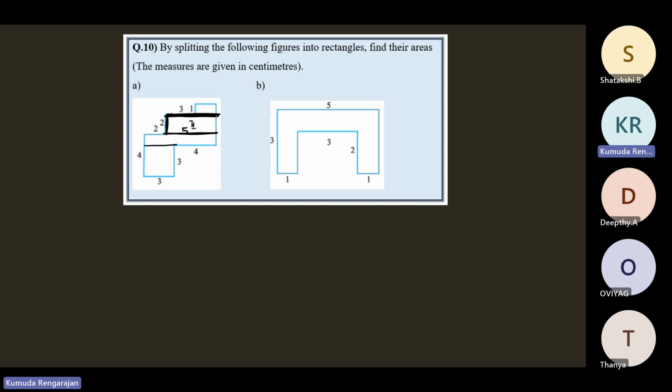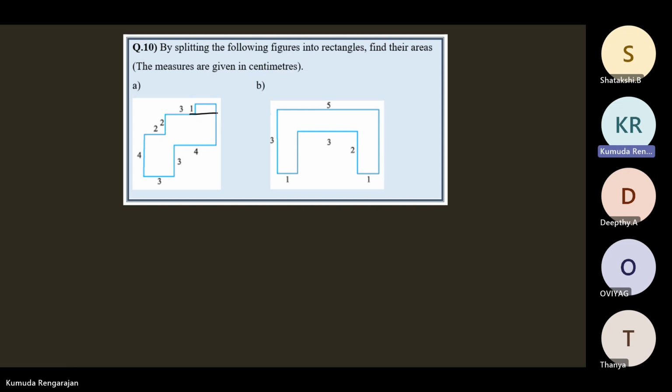This is also 5. But for rectangle 1, from here to here, this is the length. But the full thing is 5. So 5 minus 3, this is 2. So the length of rectangle 1 is 2 centimeters.